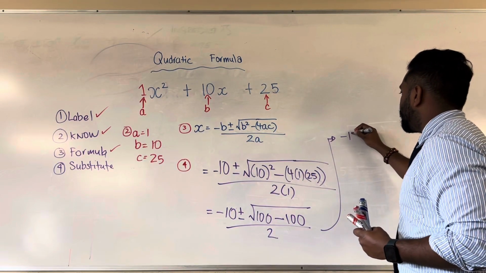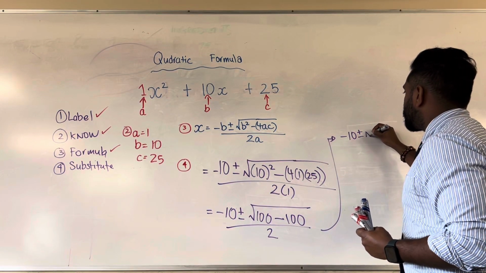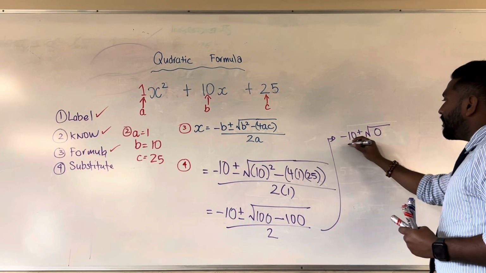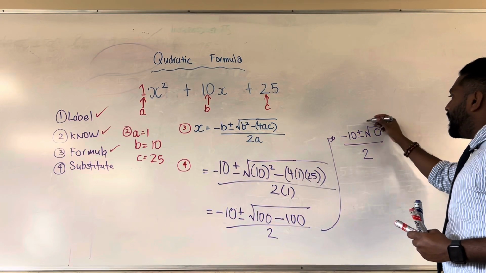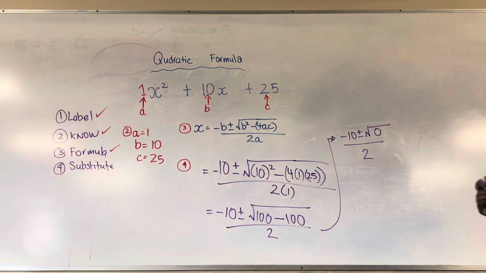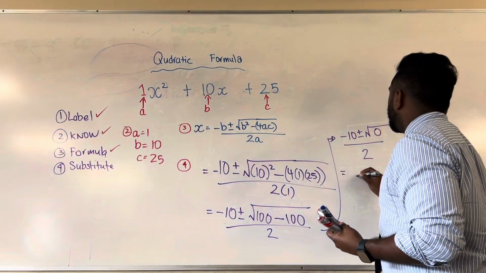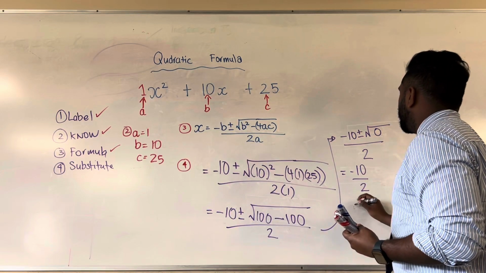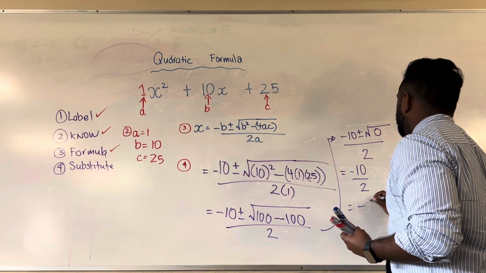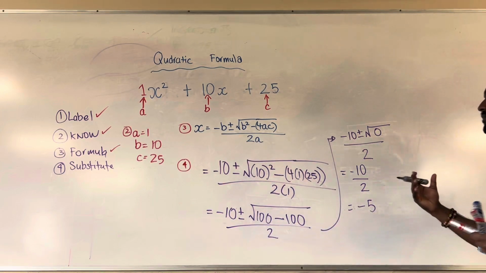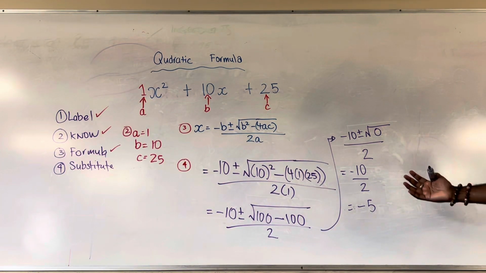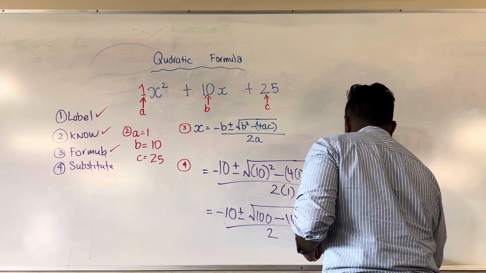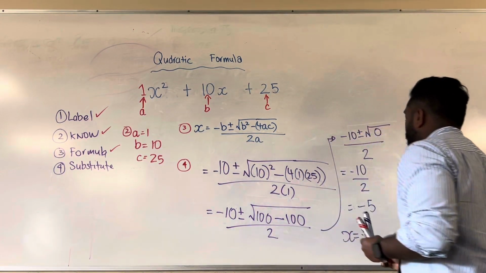That's negative 10 plus or minus square root. What's 100 take away 100? 0 over 2. Everyone might get confused here. Square root of 0 is just literally 0. That's going to be negative 10 over 2. That's going to be negative 5. So what does that mean? It means in this scenario, you only have one solution for x. x is just equal to negative 5.